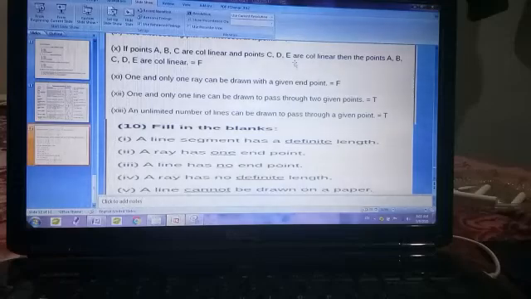And the 13th one, an unlimited number of lines can be drawn to pass through a given point. True. From a point we can draw an infinite number of lines.